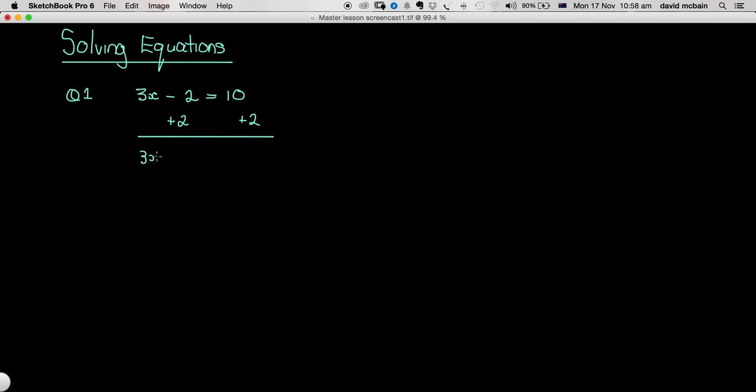the 2's cancel out, and we're left with 12. 3x equals 12. To get the x on its own, we simply divide both sides by 3. The 3's cancel, and that leaves us with x equals 4. So that's the answer to the first question.